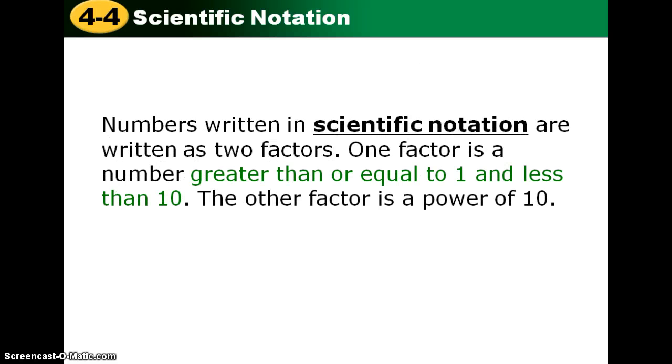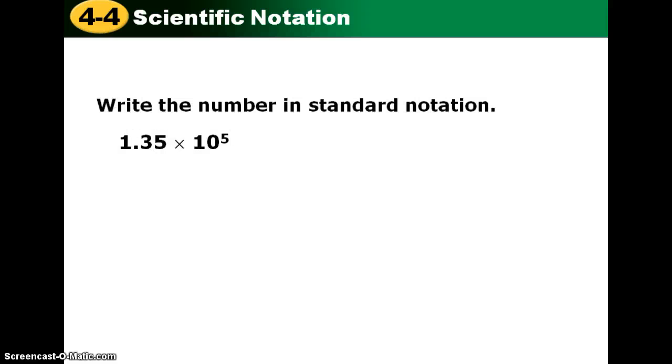Numbers written in scientific notation are written as two factors. One factor is a number greater than or equal to 1 and less than 10. The other factor is a power of 10. That part that's highlighted in green is very important. The first number needs to be greater than or equal to 1 and less than 10. So let's work backwards first. This is scientific notation. Let's write the number in standard notation.